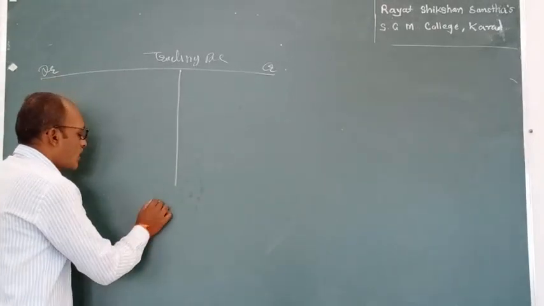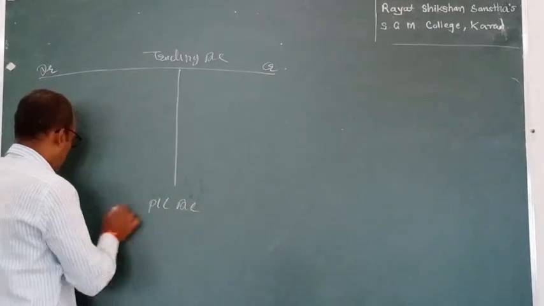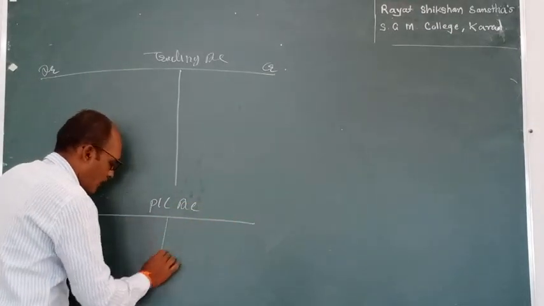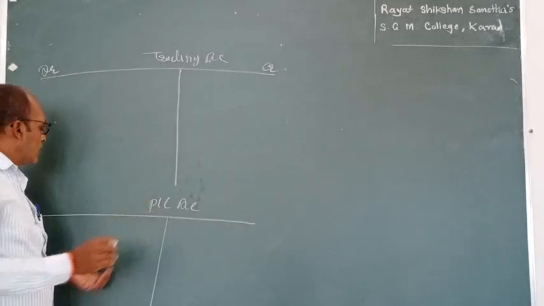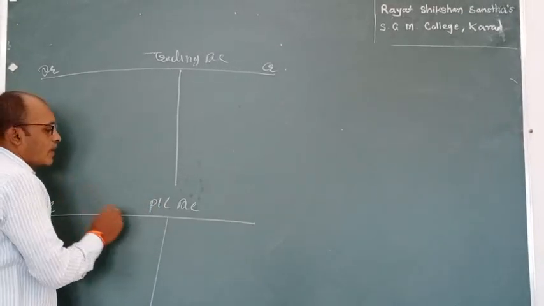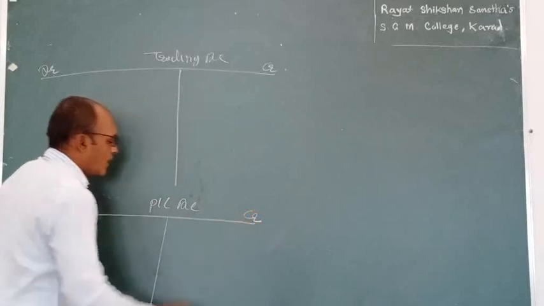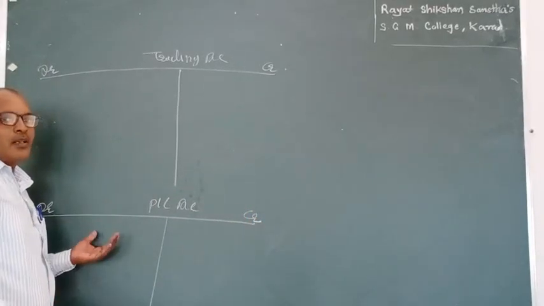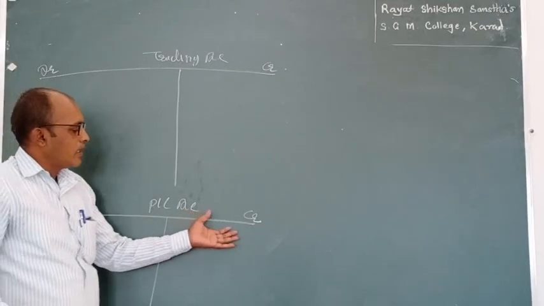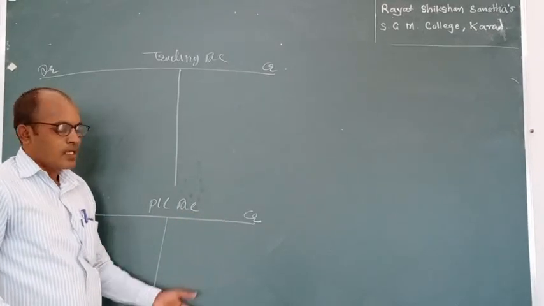Then profit or loss account. This account is divided into two sides, left hand side and right hand side. Left hand side is called as debit, right hand side is called as credit. In left hand side or debit side all expenditure are recorded, and in credit side all incomes are recorded.